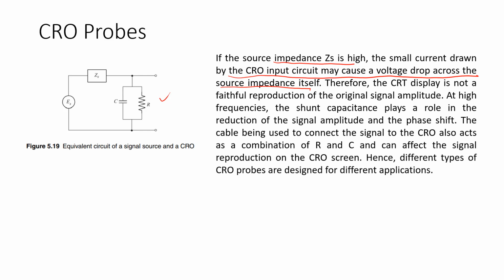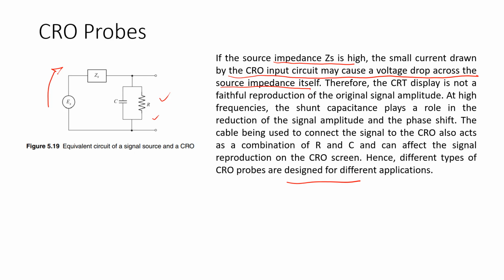Okay, at a high frequency, the shunt capacitance will play a role in the reduction of the signal amplitude and the phase shift. The cable being used to connect the signal to the CRO also acts as a combination of R and C and can affect the signal reproduction on the CRO screen. Hence, different types of CRO probes are designed for different applications. So we can see here, if the source impedance ZS is high, the small current drawn by the CRO input from here may cause a voltage drop across the source impedance itself.